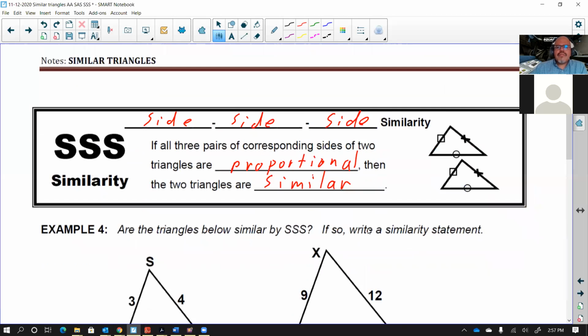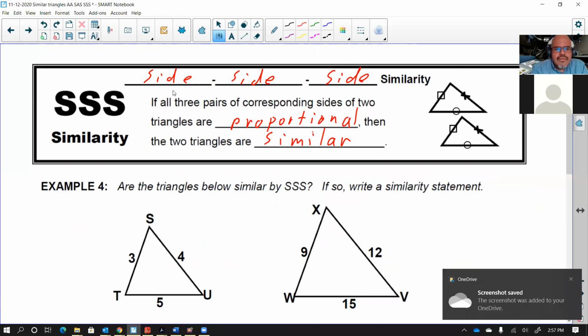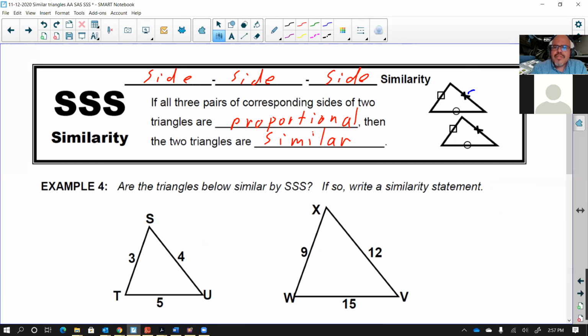All right, then finally we have something called side-side-side similarity. So on this one, we have 3 sides from the 2 triangles. This would be the first side. These 2 sides are proportional, and these 2 sides would be proportional, this one and this one. Then we have a 3rd side that's also there.